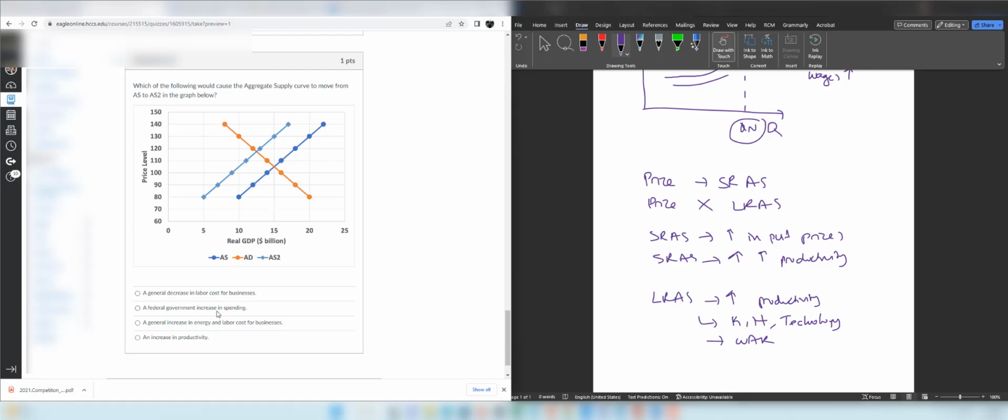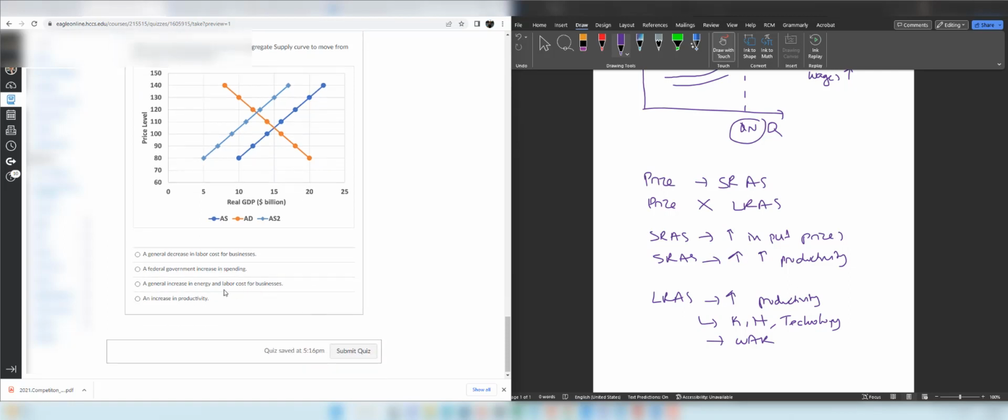A federal government increase in spending. This is related to the aggregate demand curve. Remember, total spending also includes government spending. A general increase in energy and labor costs. This is going to shift the aggregate supply curve from here, the dark blue one, to the light blue one. An increase in productivity is actually going to increase the aggregate supply curve.